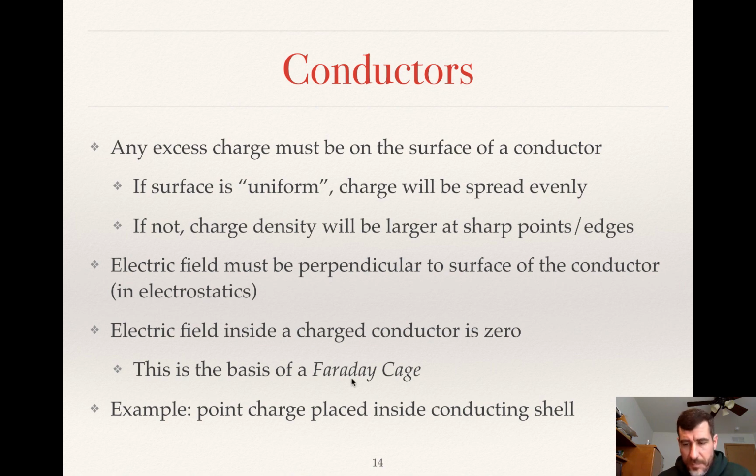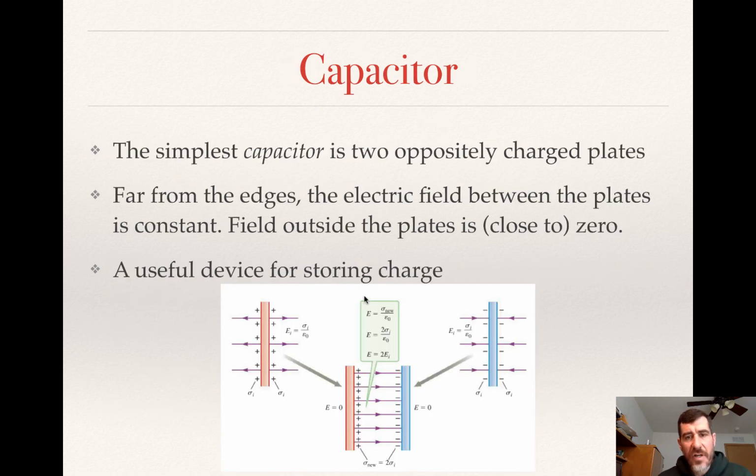Okay, so the other thing is we're going to define a capacitor. We'll talk quite a lot about capacitors this semester, especially when we get to circuits. But the simplest case, the capacitor is just two oppositely charged plates. So imagine you have two plates and you have some excess charge on them. And by the way, the way you usually set up a capacitor is that you have positive charge on one plate, negative charge on the other plate, but the magnitude of the charge is the same.